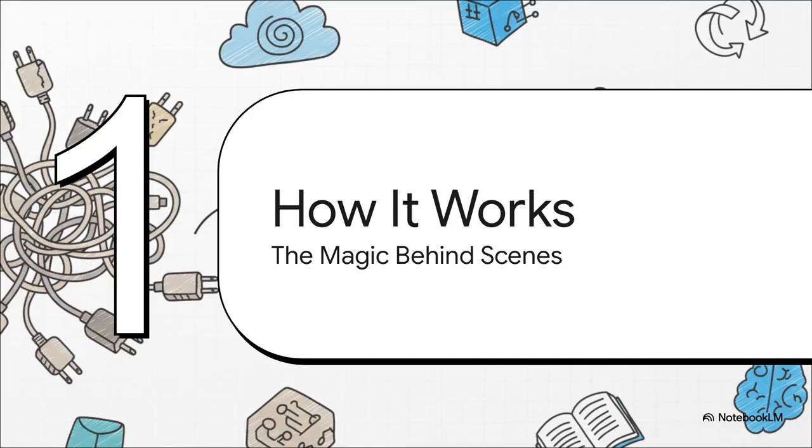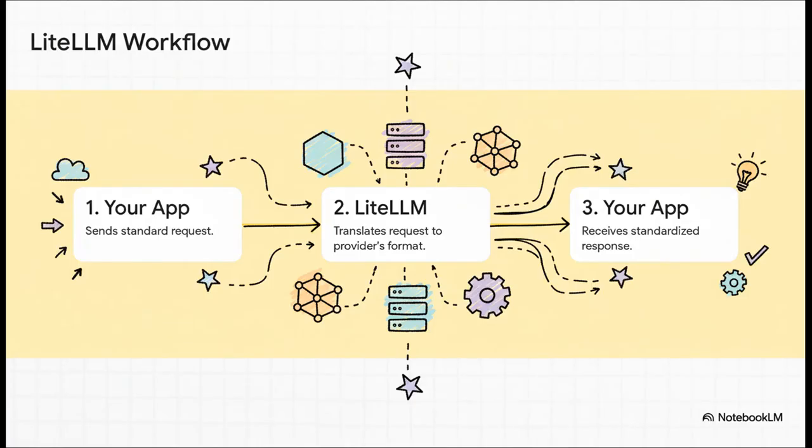Okay, so how on earth does it actually do that? Let's pull back the curtain and see what's going on behind the scenes. It's actually a pretty simple workflow. Your app sends a request, just a standard one, to LiteLLM. Then, LiteLLM does the heavy lifting. It acts like a universal translator. It takes your request and reformats it for whatever provider you're trying to hit, whether it's Anthropic, Google, whoever. Then, when the response comes back, LiteLLM translates it back into that same standard format. Your app? It never even knows it was talking to anything other than one consistent API.